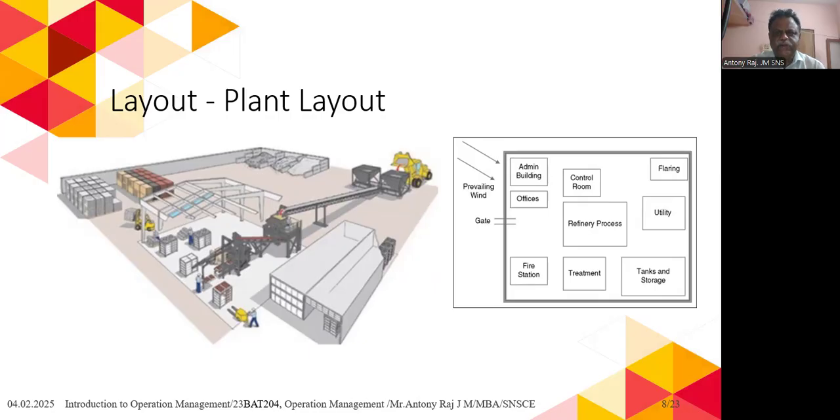So, here we got an example of a refinery, where you have an admin building, offices, control room, flaring, utility, water treatment, and so on. So here this plant layout has been arranged from the inward to the outward material. So the plant layout is shown here.